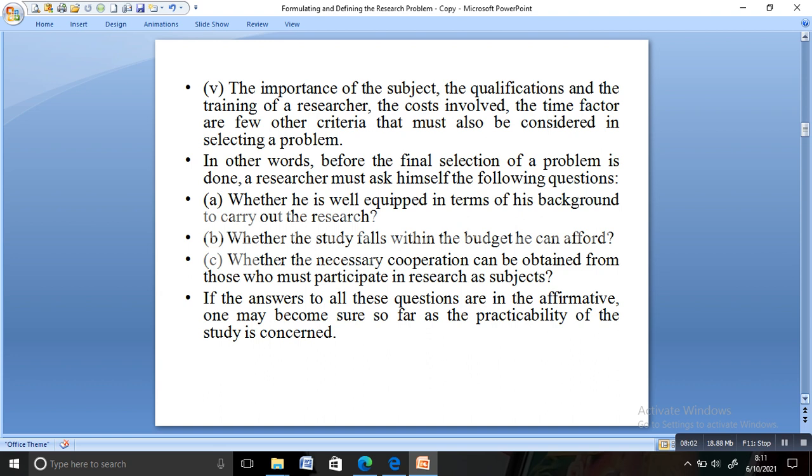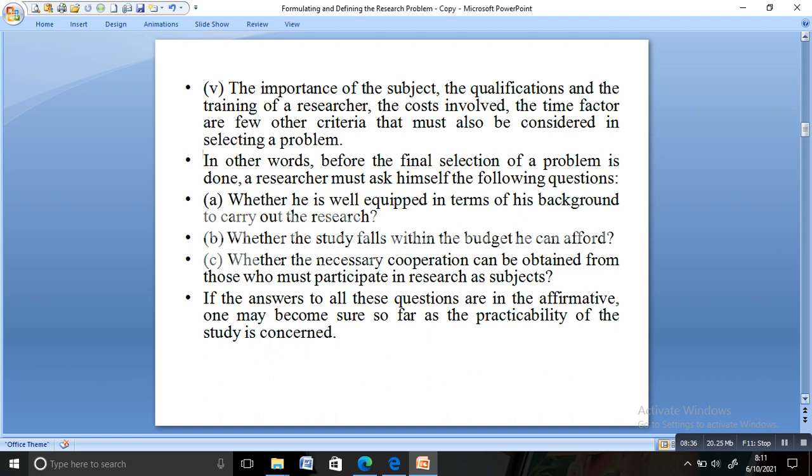Actually, you should need some things. You have to collect the literature, you have to collect the materials, you have to do the work, so think whether you are equipped with the background to carry out the research. Next, you should think whether the study falls within the budget. You will have a particular amount of money to be spent, whether you have sufficient money. Then you should think whether you will be getting cooperation from the people surrounding you for doing the study.